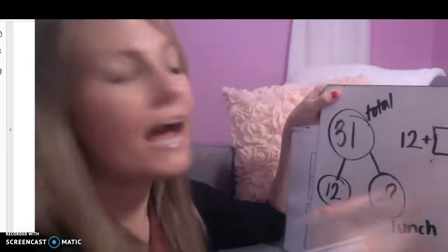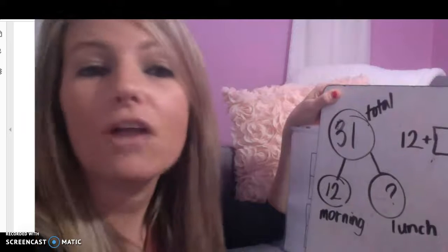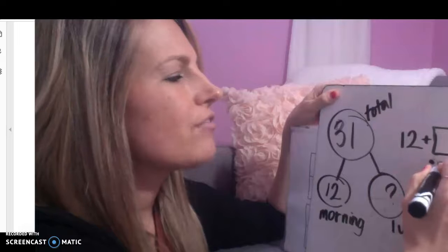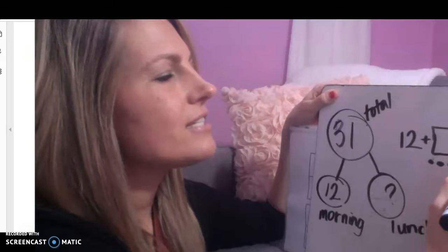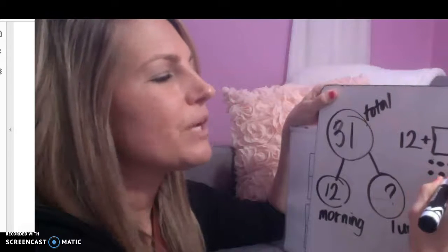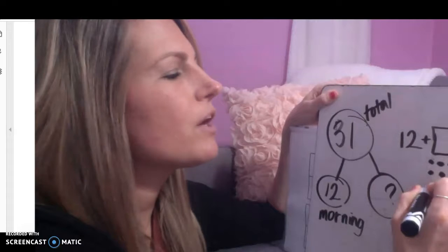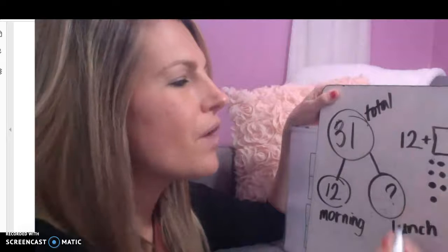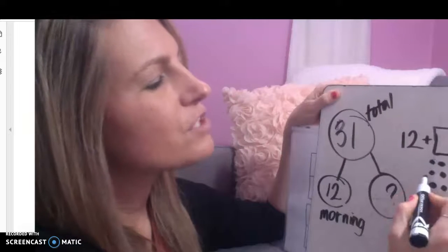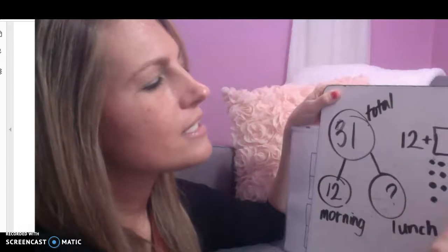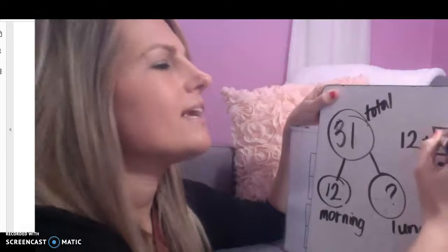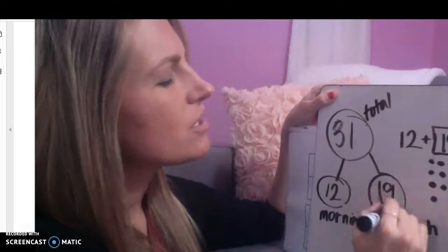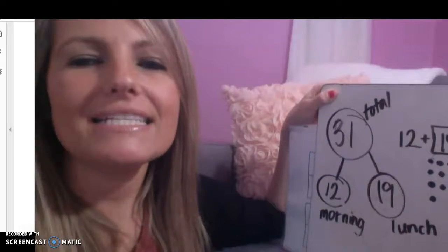Let's take our 12 and count all the way up until we get to 31. Let's see how many dots it takes for us to get there. 13, 14, 15, 16, 17, 18, 19, 20, 21, 22, 23, 24, 25, 26, 27, 28, 29, 30, 31. So we've got 6 dots in the first row, 6 in the second, 6 right here. So we've got 6, 12, 18, 19. So we know that after lunch, he packed 19.